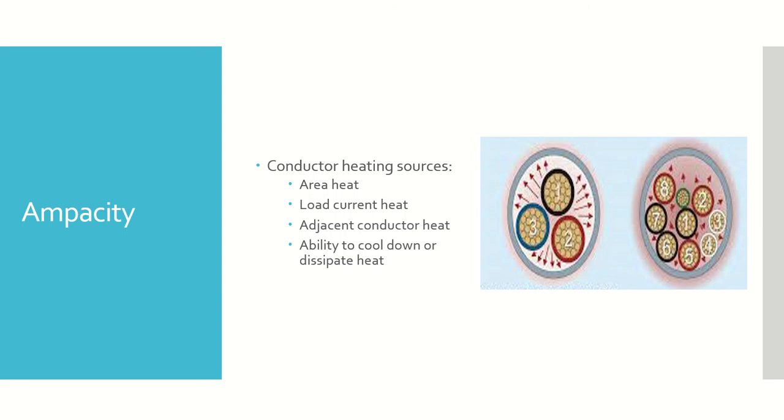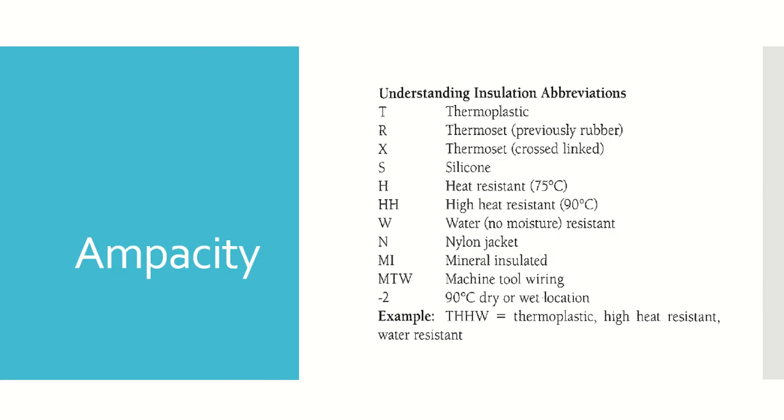Also, adjacent conductor heat. So if you have multiple conductors inside of a pipe, those are all trying to get rid of that heat from the current flowing on that wire. So that's also going to affect it, and the ability to cool down or dissipate that heat. If it's trapped inside of a pipe, it may not be able to dissipate as easily as something that's run in free air or something like direct burial cable. Conductors cannot be heated beyond their limit.